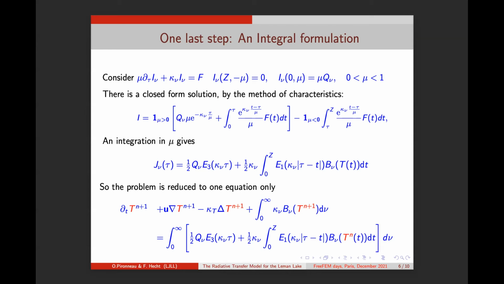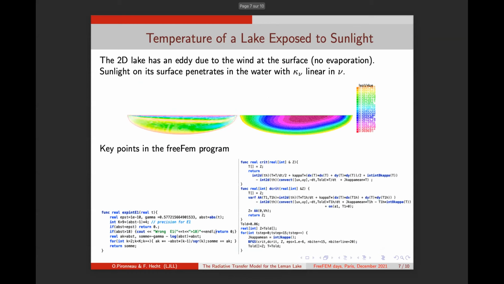And so, in fact, the code is not very difficult. So here's a case. This is an academic lake. It's a pond, actually. So there is wind on the surface.